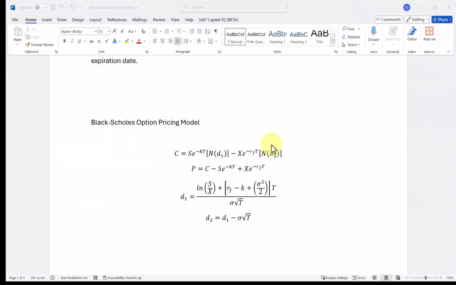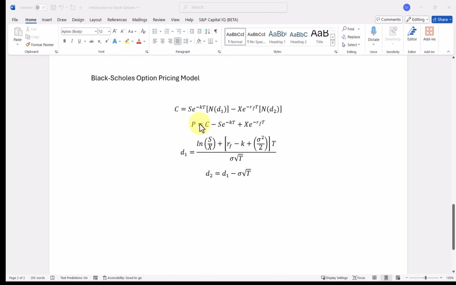So here's the Black-Scholes option pricing model. The C is the call value, the P is the put value. We're going to use put-call parity to calculate the value of the put. So we'll calculate the value of the call option first, and then we'll use that information to calculate the value of the put. We calculate D1 here and D2 here. And those are used in the normal distribution function to determine the values for probabilities. And I'll demonstrate how to do that.